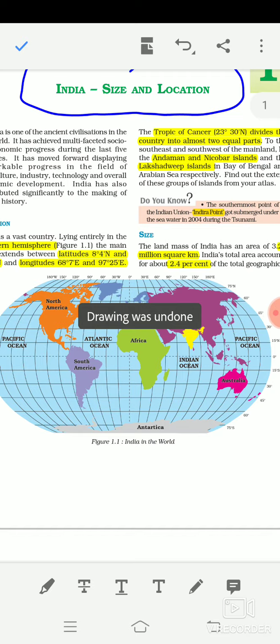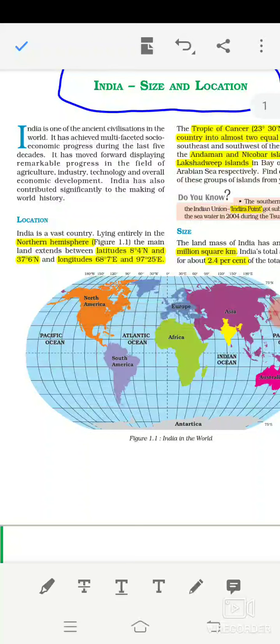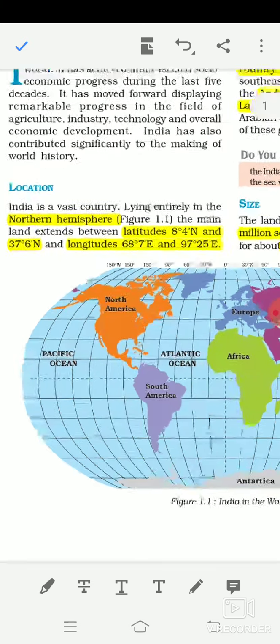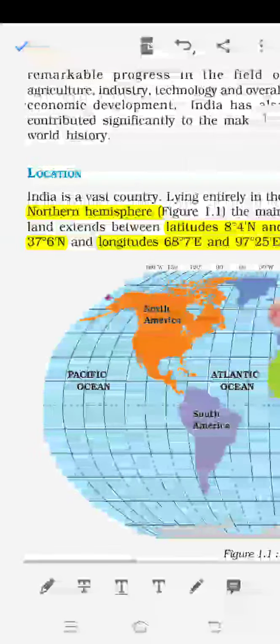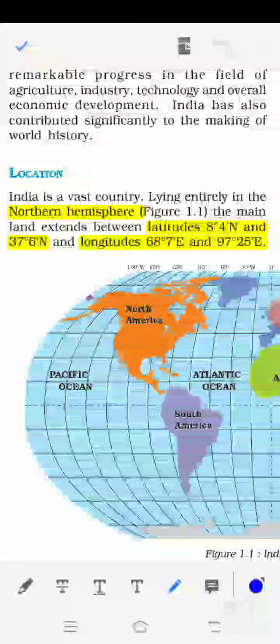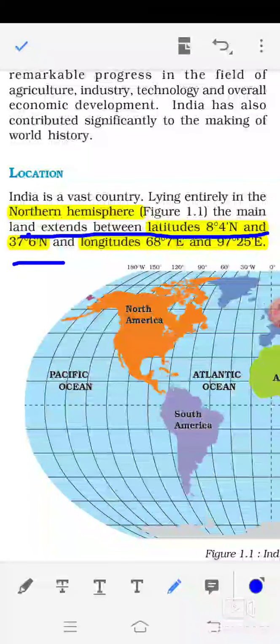Now coming to the next thing, India's location. India is a very vast country, a very big country. It is entirely in the northern hemisphere. The mainland's latitudinal extension is very, very important. You need to memorize this line: its mainland extends between 8 degree 4 minute north and 37 degree 6 minute north latitude.